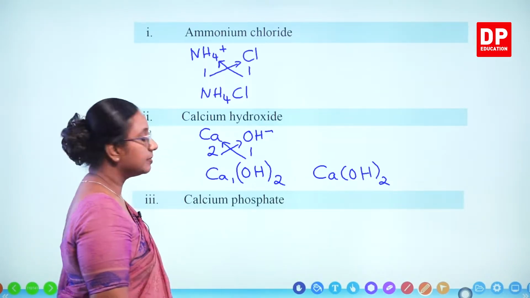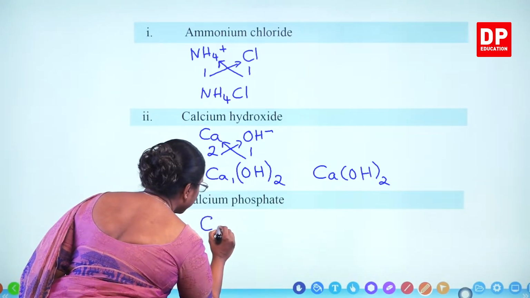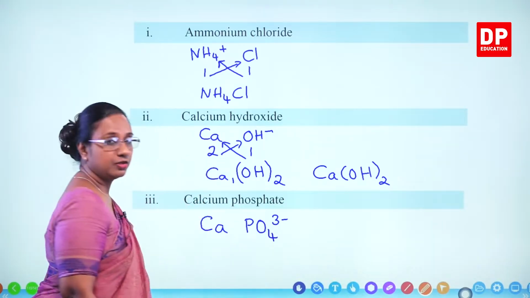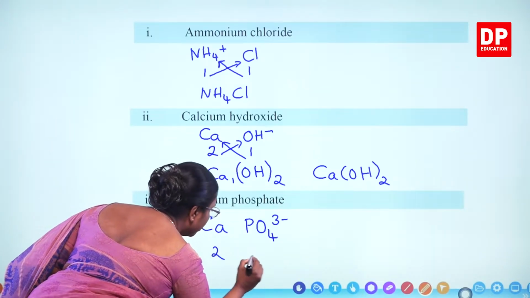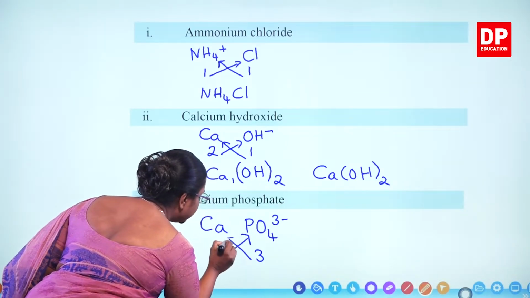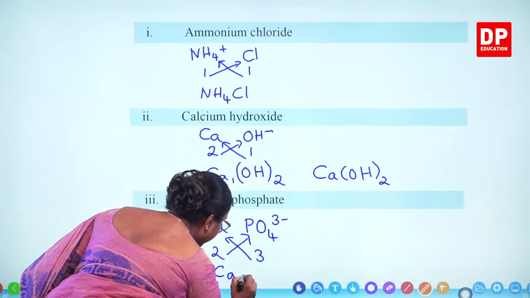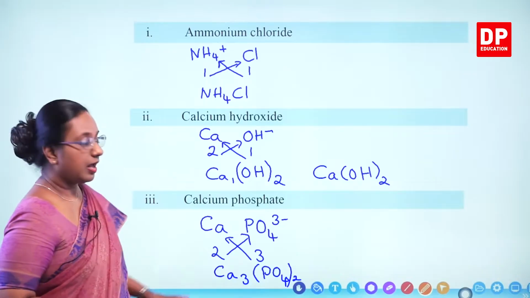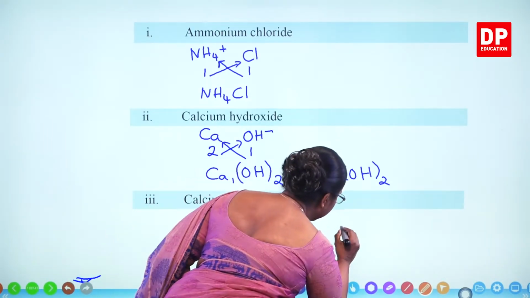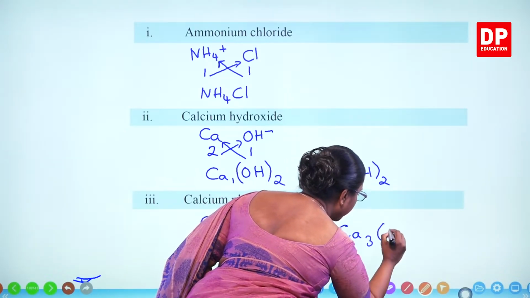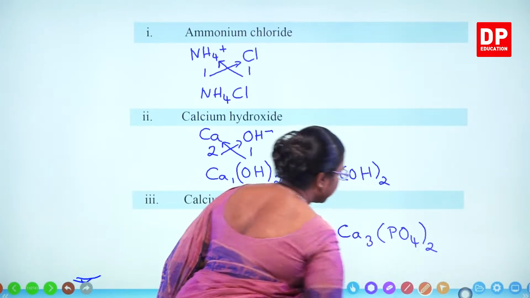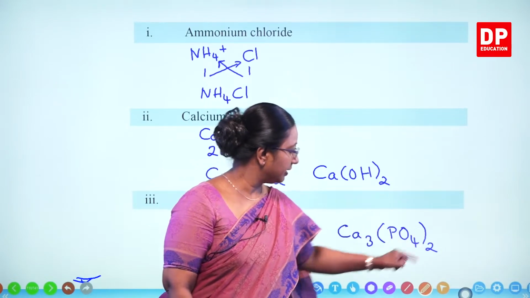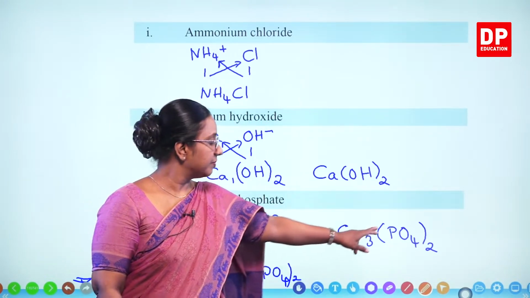The last one, calcium phosphate. Calcium is Ca, phosphate is PO4 with 3 minus. So if we write the valencies, calcium 2, phosphate 3, and you have to exchange the valencies, you will get the formula Ca3 within parentheses PO4 twice. I will rewrite the formula again to show it more clearly. Ca3(PO4)2. Since PO4 is a radical and we have more than one PO4 radical, we write it in parentheses and write the 2 there. Calcium phosphate.